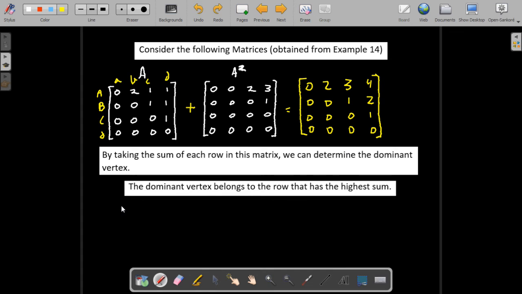To find the dominant vertex, basically the dominant vertex is the one that has the highest sum in each of the rows. So once we've added them together, add all the elements up. So 2 plus 3 plus 4, you'll get 9, 1 and 2, which is 3, 1 and 0. What we can say is row 1 is the most dominant, or it has the highest number, so vertex A would be the most dominant. It's more dominant over the rest. So that's how we find the dominant vertex.